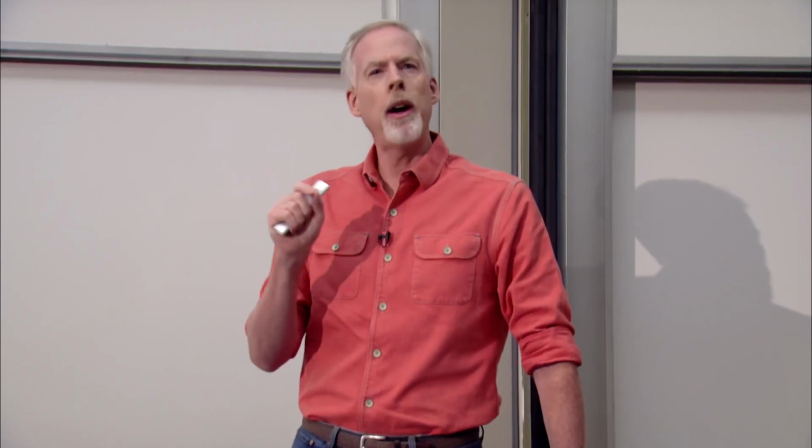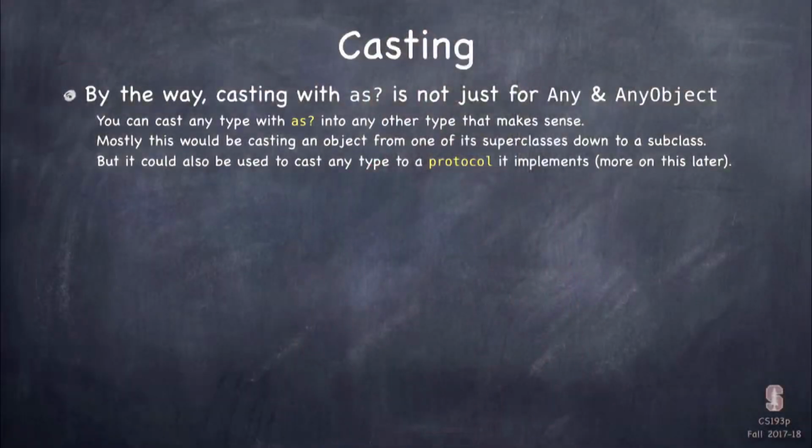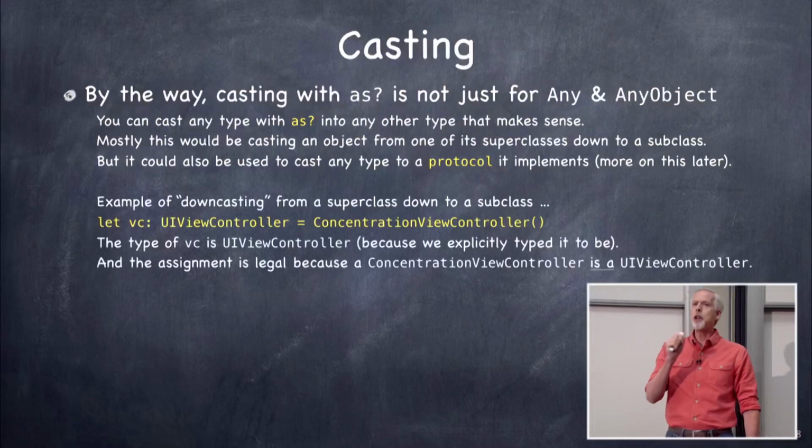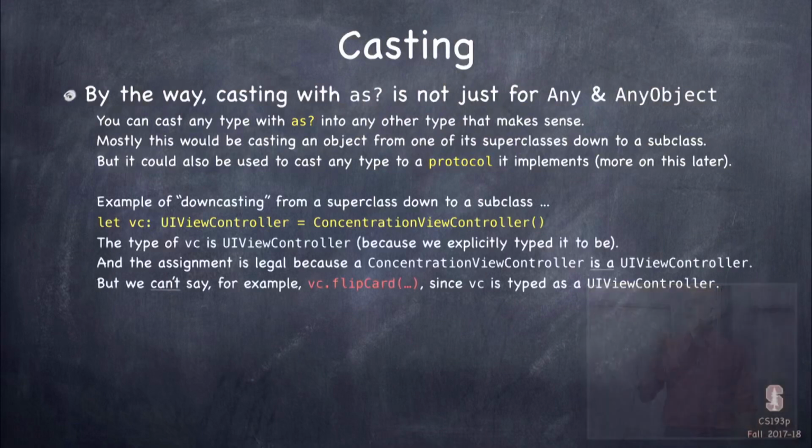Now this casting with as is not just for Any. We can also cast other things. Why else would we ever want to cast? Well, one classic case is to cast from a variable's type to one of its subclasses. Let's look at an example of that. Here I have a variable, vc. Very importantly, it's of type UIViewController, the iOS class UIViewController. That's the type of vc. Now I'm setting it equal to a new ConcentrationViewController, which is a subclass of UIViewController.